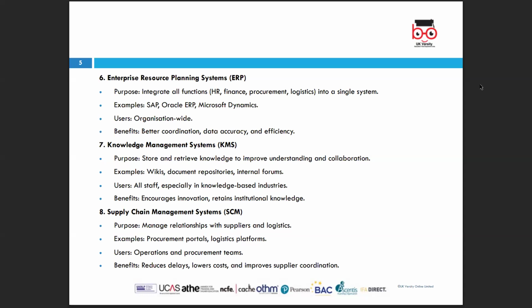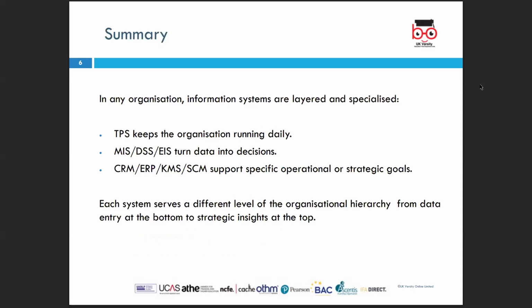Then we have supply chain management systems, where the purpose is to manage relationships with suppliers and logistics. Examples for this are procurement portals and logistics platforms. Users involved are the operations and procurement teams. The benefit is that we're going to reduce delays and timeframes, lower our cost, and improve our supplier coordination.